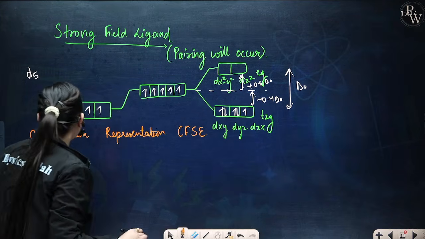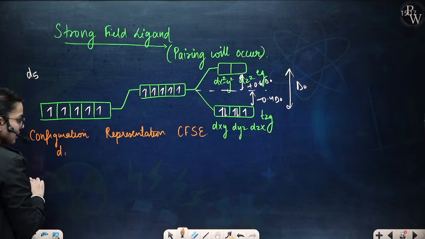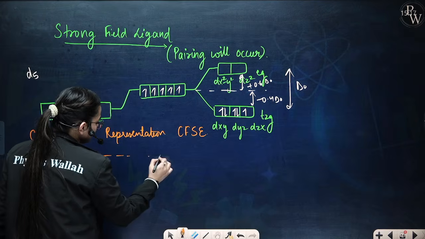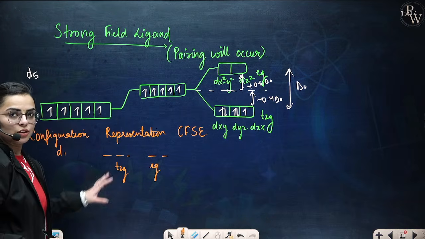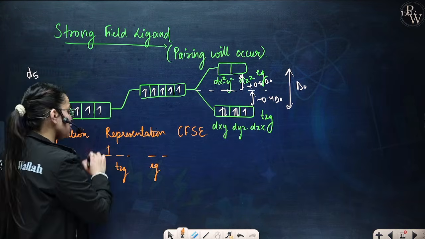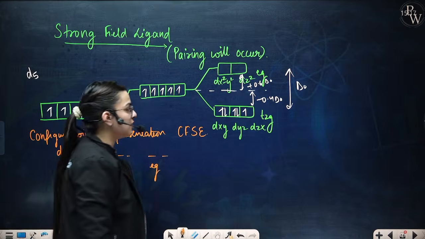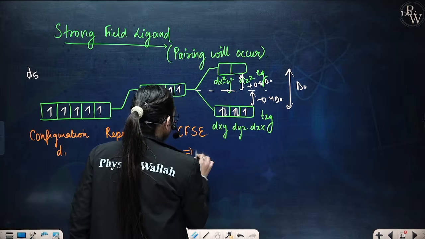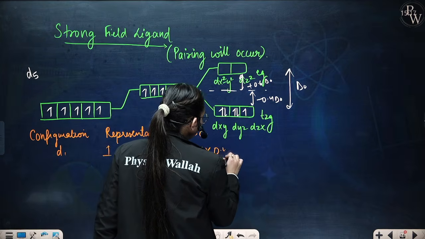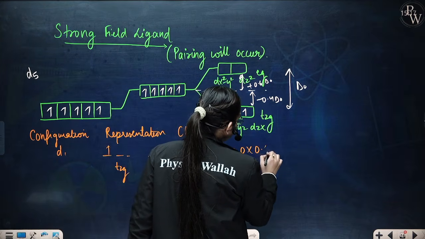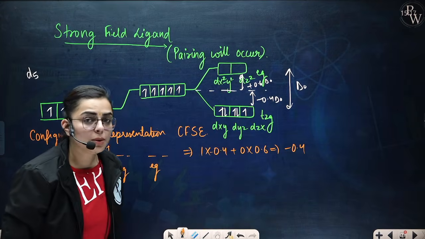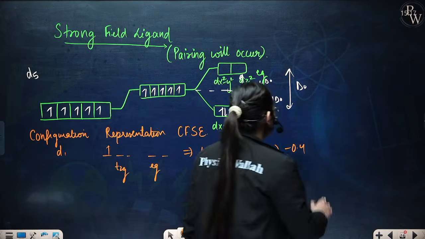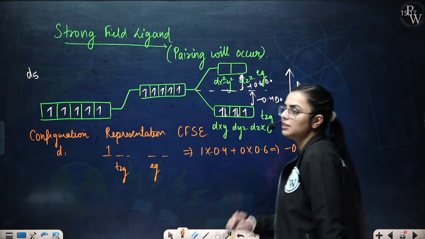Now if I talk about the configuration, here we have D1 configuration. Again the representations are done in such a way. This is your T2G, this is your EG level. If I'm talking about T2G, only 1 electron shall come over here. So what will be the CFSE value? You will calculate again: 1 electron into minus 0.4 plus 0 into 0.6. So the answer comes out to be minus 0.4 delta naught. This is the way you will calculate it.